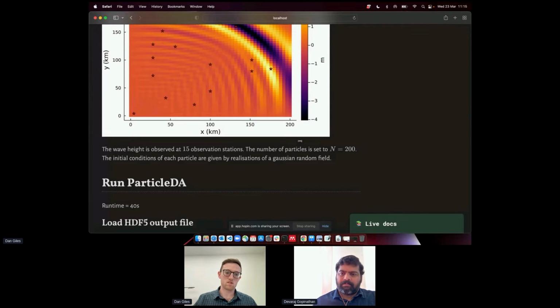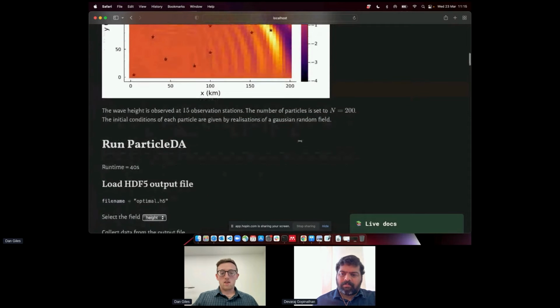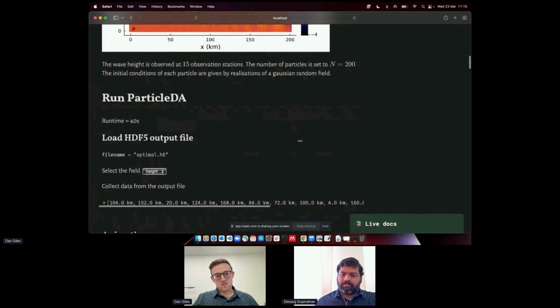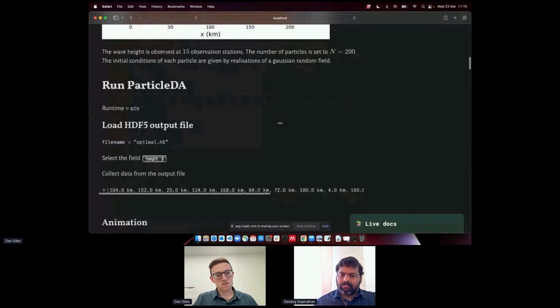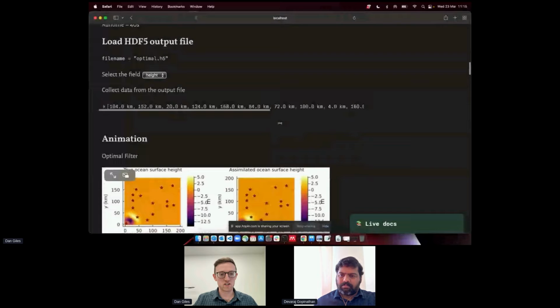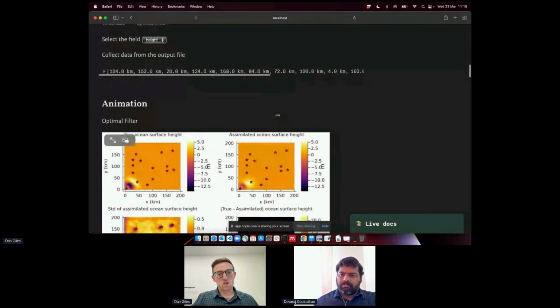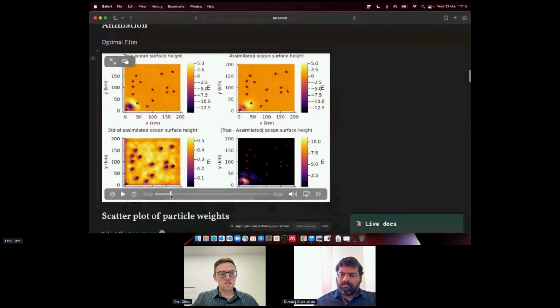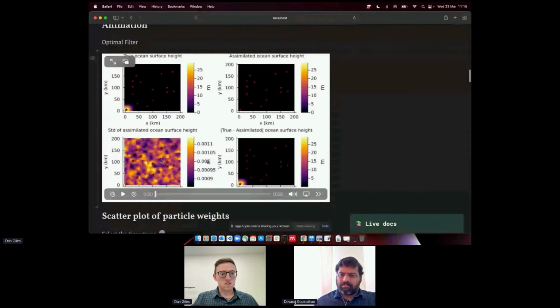these observation locations. So if I run this, and in the interest of time I won't do it on screen, if I run this toy example on my laptop, it'll take around 40 seconds. And then if I load in some of the outputs, which I've already done, we can see what happens here. So, just to spend a bit more time on this, on the top left is the true ocean surface height. Again, this is the plot that I've just shown you.